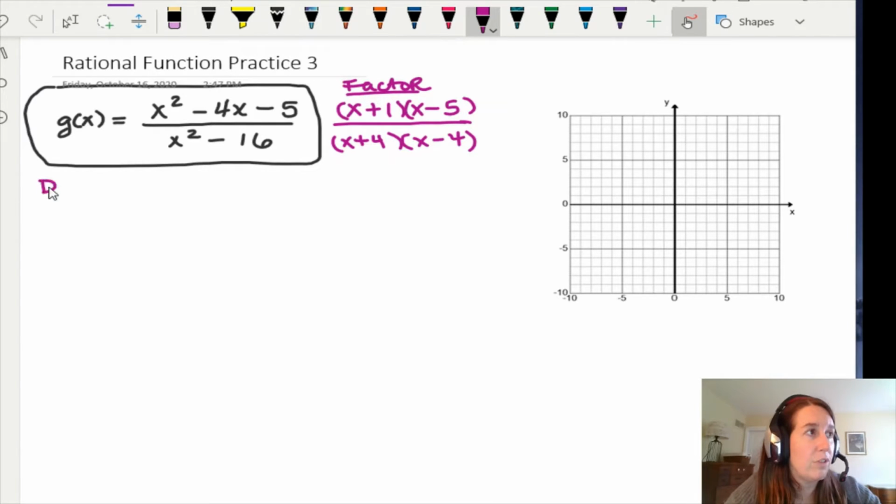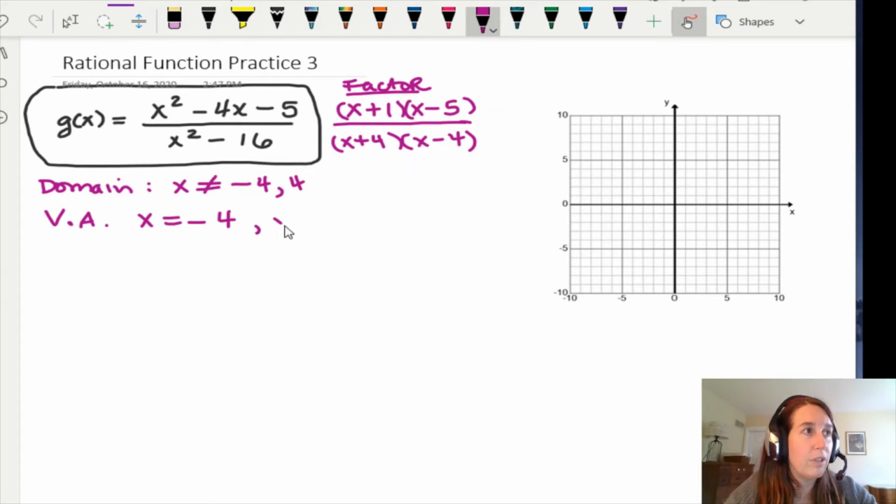Okay, so first of all, we will practice by writing the domain. Remember that it's whatever is in the denominator. So x cannot equal -4 and 4. And because neither -4 nor 4 canceled out, the vertical asymptotes are x equals -4 and x equals 4.